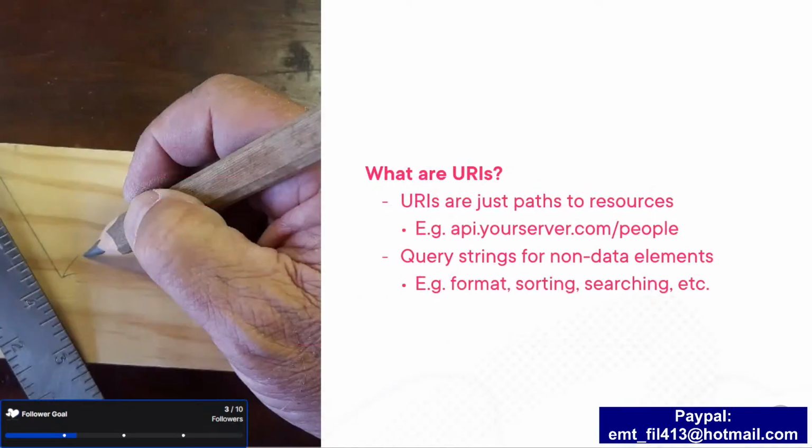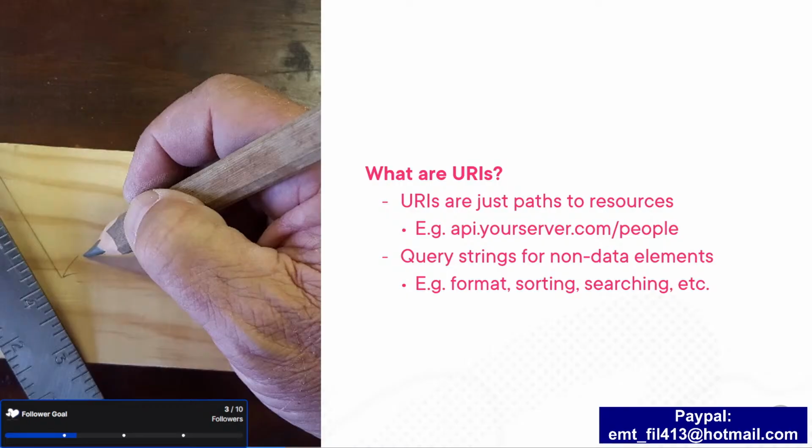So let's talk about URIs. When you're building a REST-based API, URIs are simply paths to some resource. So if you have yourserver.com, you might be returning the people that are related to your company. You're going to be returning a resource of the people that are part of your organization. In addition, you'll see query strings are used for non-data elements. So this could be what format you're going to get it in, what sorting, searching, and paging. Those all may be used in query strings.